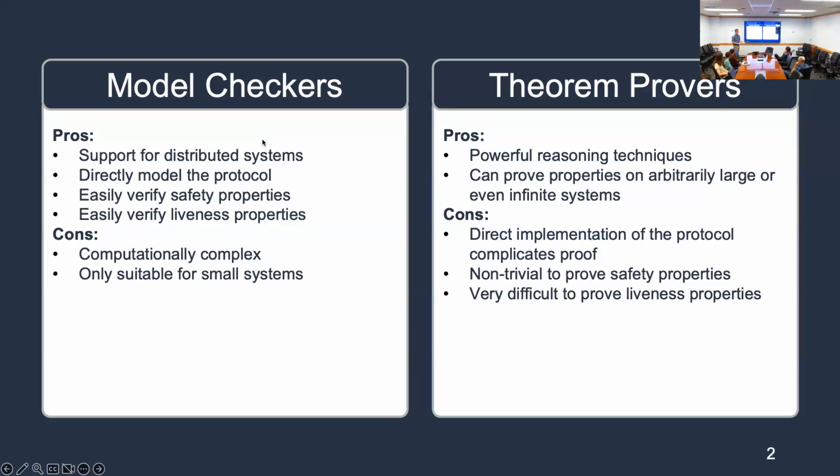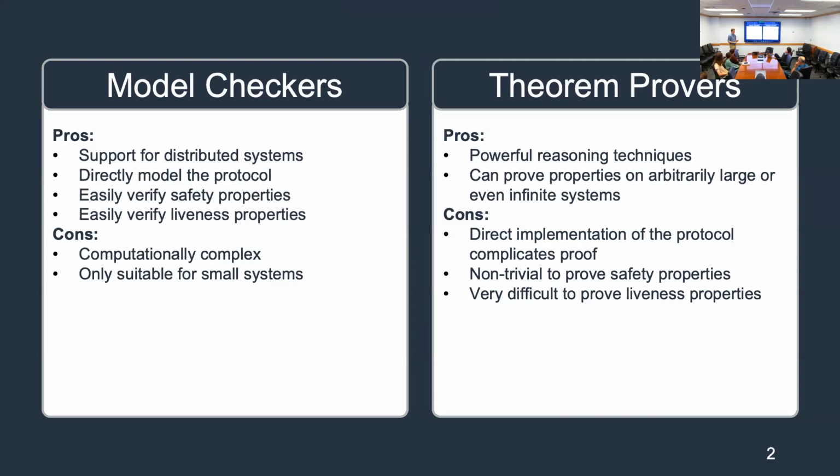Two tools that are really commonly used in formal verification are model checkers and theorem provers. Model checkers are really effective at verifying distributed systems because they include constructs for message passing and asynchronous processes. It makes it really easy to directly model distributed protocols. Model checkers will exhaustively search the behavior of a system to automatically prove both safety and liveness properties.